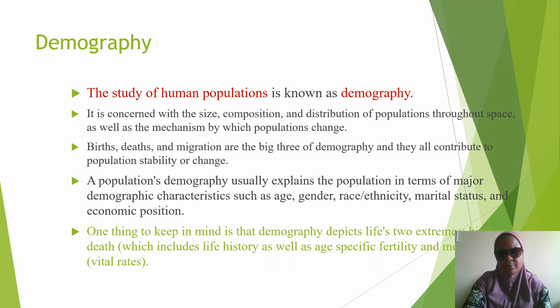A population's demography usually explains the population in terms of demographic variables such as gender, age, race or ethnicity, marital status, and economic position. One thing to keep in mind is that demography depicts lives through extreme occurrences, which are births and deaths, and it also studies age-specific fertility and mortality.